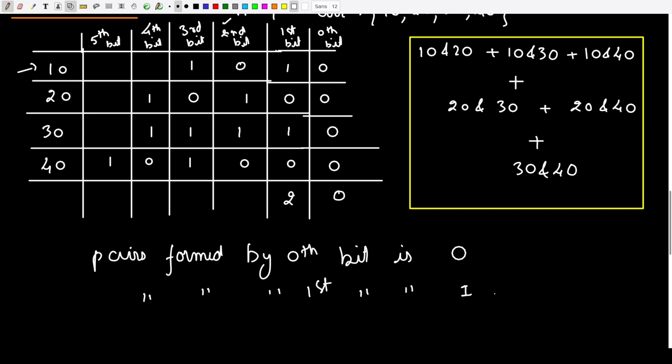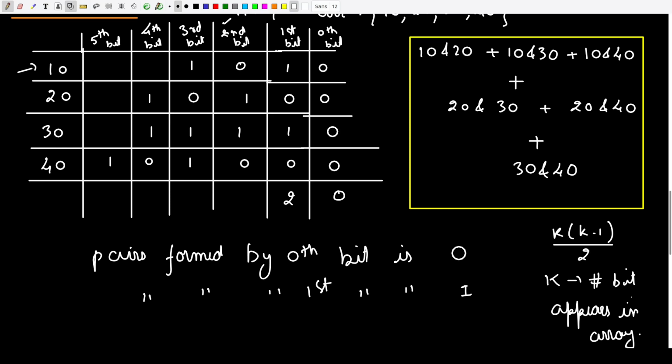So how are we coming to this conclusion that the number of pairs is 1? Well, the way we can compute the number of pairs is k into k minus 1 by 2, where k is the number of times the bit appears in the array. For instance, the first bit appears 2 times in the array. If we put k equals 2, the value we get is 1. So that is how we say the number of pairs formed by the first bit is 1.